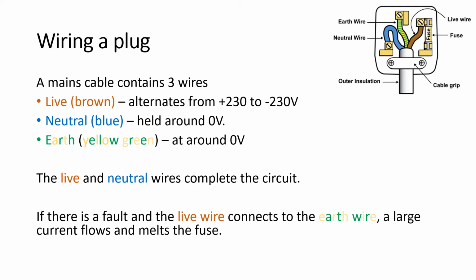You can see the wiring of the plug in the top right hand corner. The blue wire, neutral, goes to the left, and the brown wire, the live wire, goes to the right and connects to the fuse because it's the most dangerous wire.